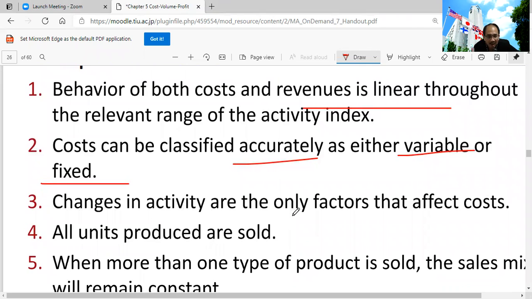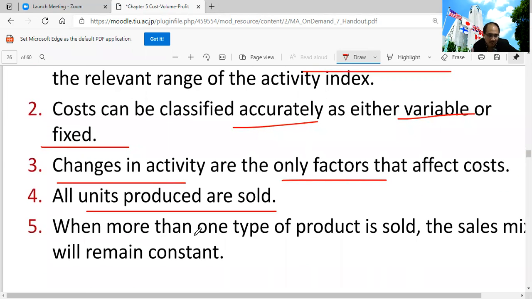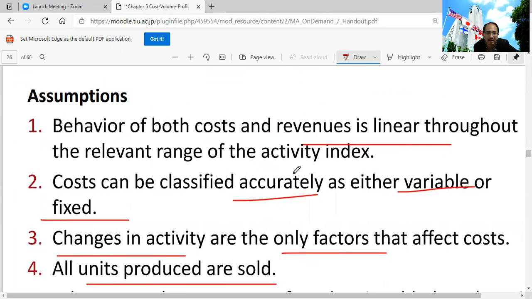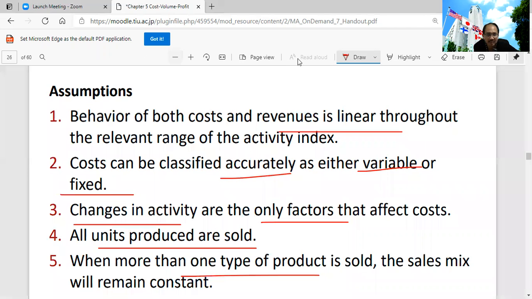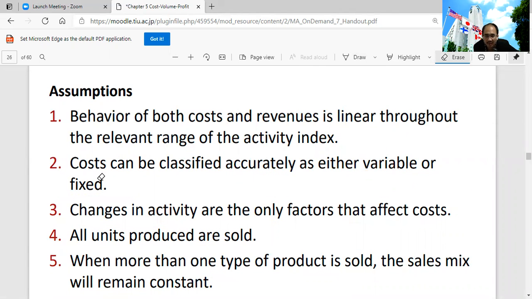Changes in activity are the only factors that affect cost. All units produced are sold, another important assumption. When more than one type of product is sold, the sales mix will remain constant. Those are the basic assumptions when we want to work on the CVP analysis.